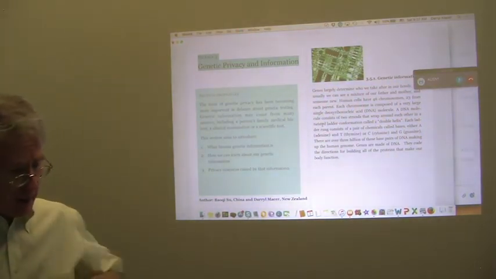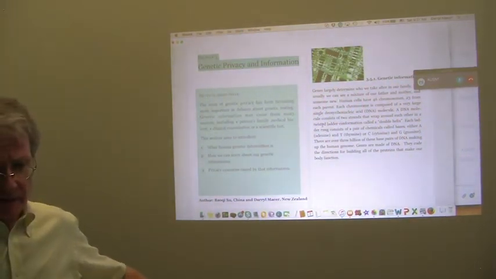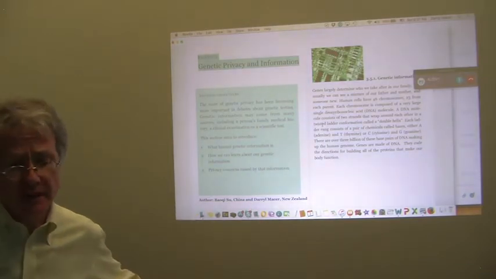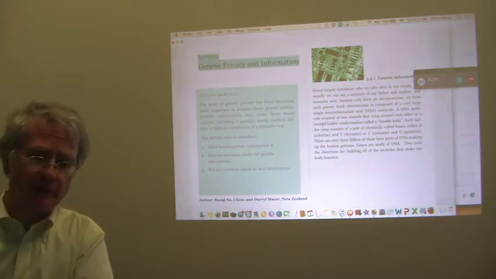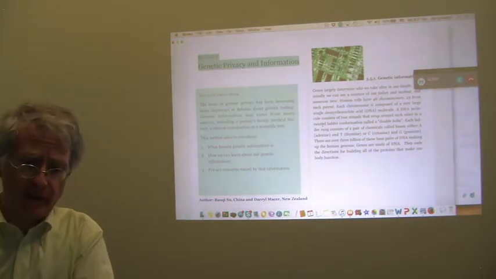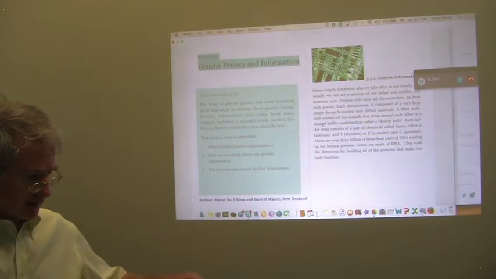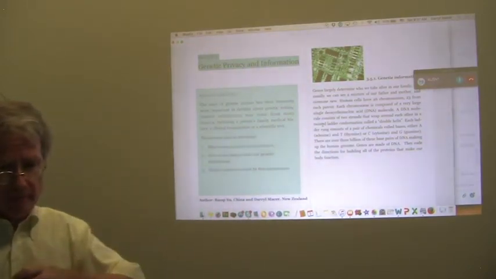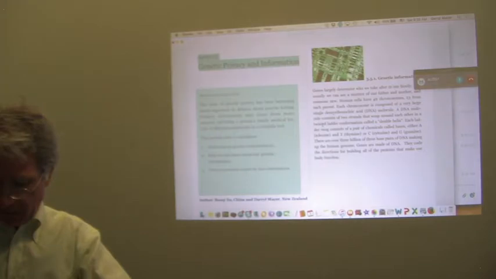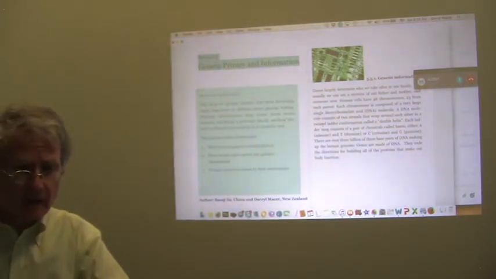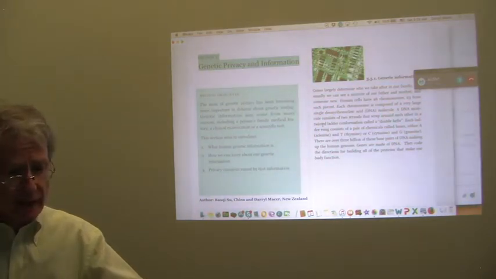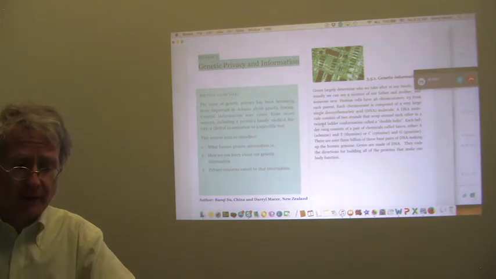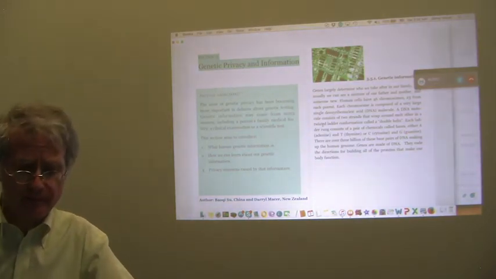So the issue of genetic privacy has been becoming more important in debates about genetic testing. Genetic information may come from many sources, including a person's family medical history, a clinical examination, or a scientific test. This section aims to introduce what human genetic information is, how we can learn about our genetic information, and privacy concerns raised by that information.